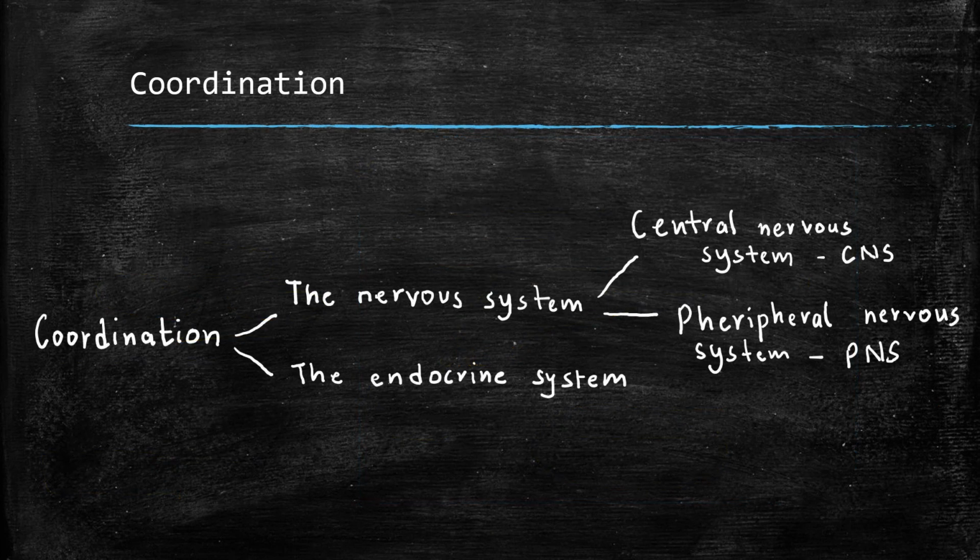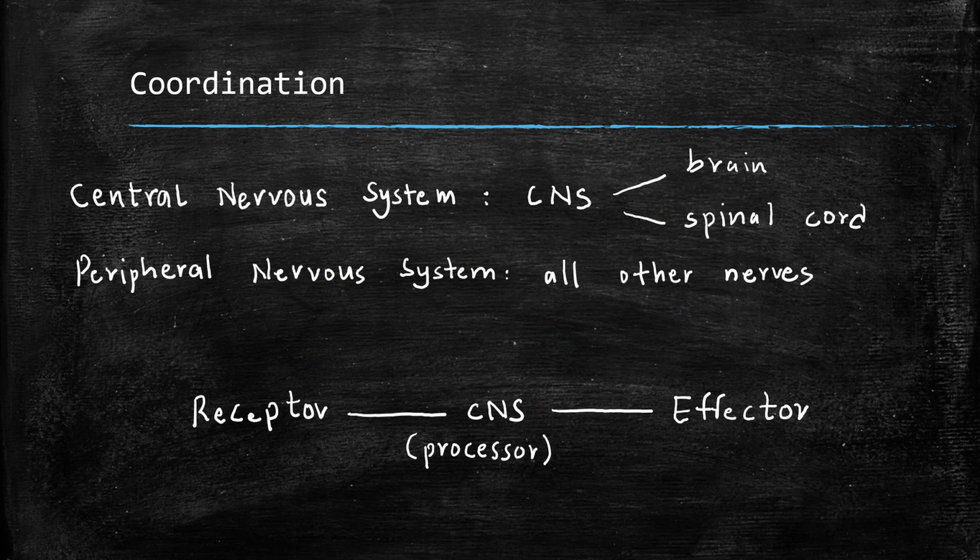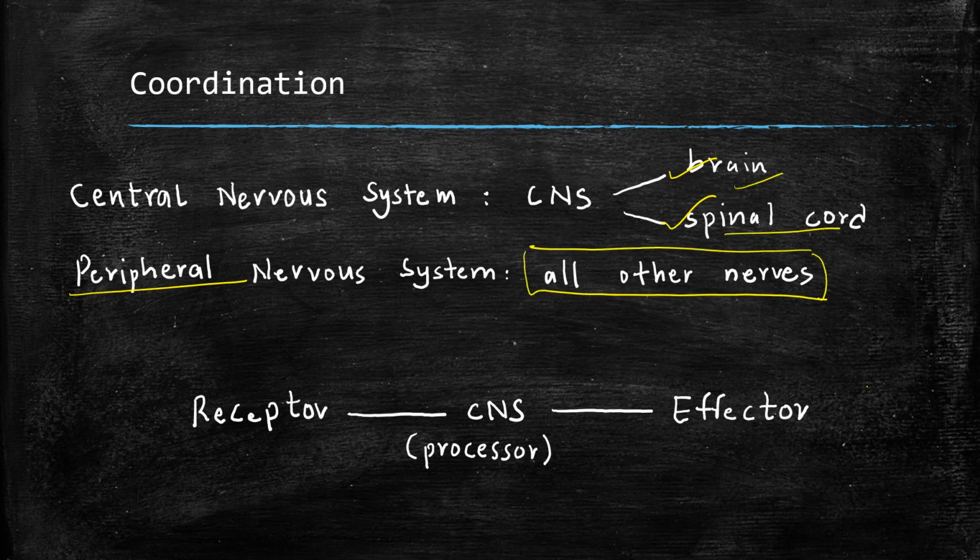Now, under coordination, we have two different types of system: the nervous system and the endocrine system. But the endocrine system will be looked at in a different video. What we'll be looking at today is the nervous system. Under the nervous system, we have the central nervous system or CNS and the peripheral nervous system, the PNS. The central nervous system consists of the brain and the spinal cord, whereas the peripheral nervous system consists of all other nerves except the brain and the spinal cord.